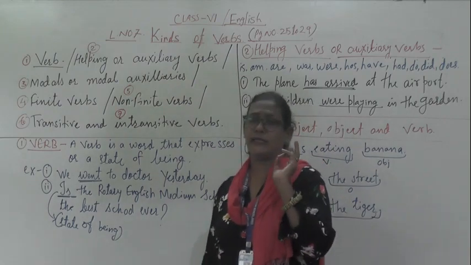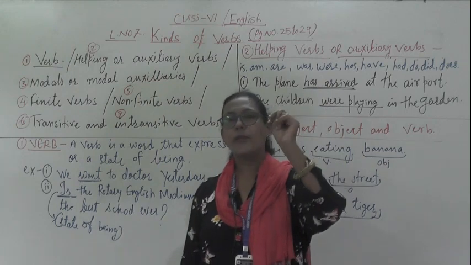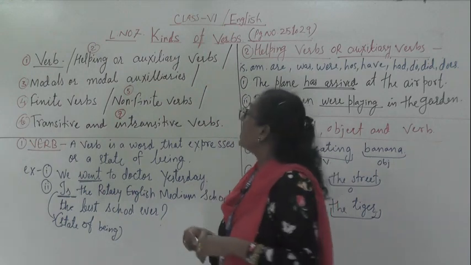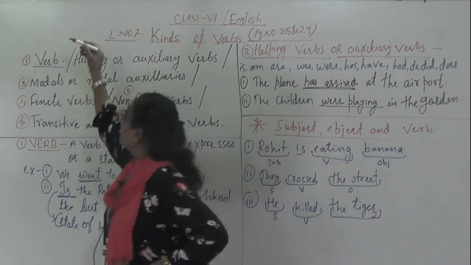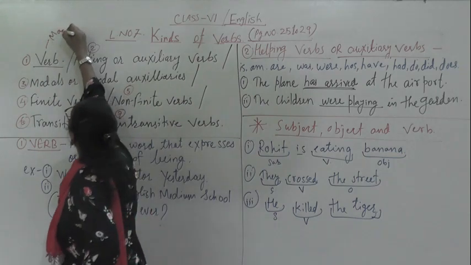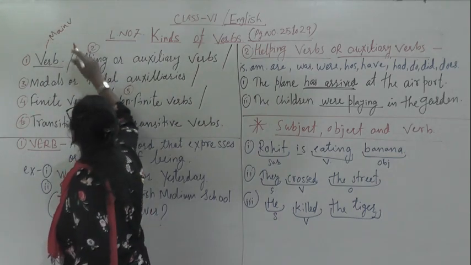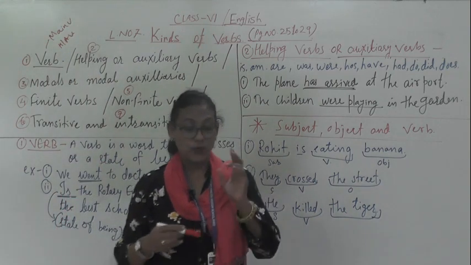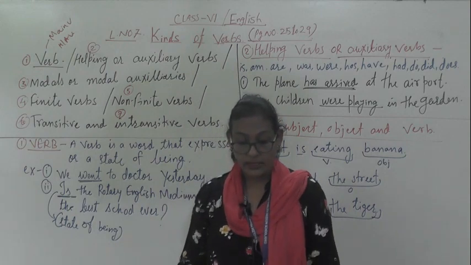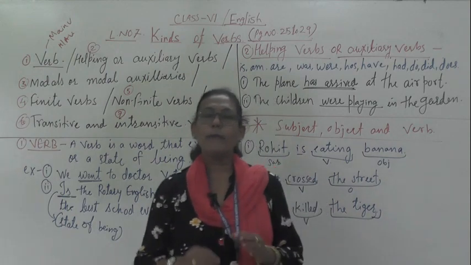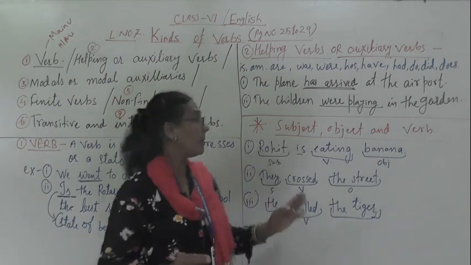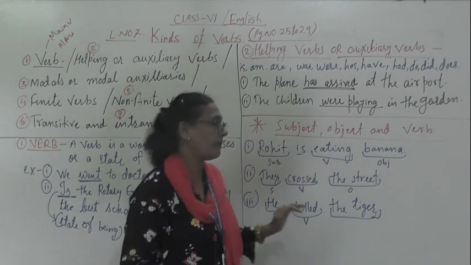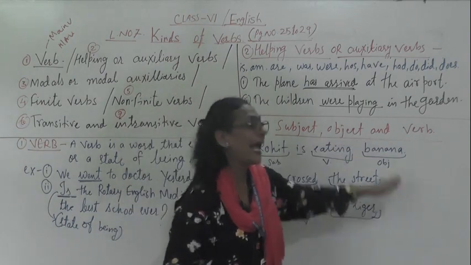A verb is specially divided into two parts, that is main verb and auxiliary verb. The verb is divided into main verb, and we can say helping verb, or auxiliary verbs. One thing let me tell you: to learn this lesson, before we go to helping verbs or auxiliary verbs, let me explain to you the subject, object, and verb.